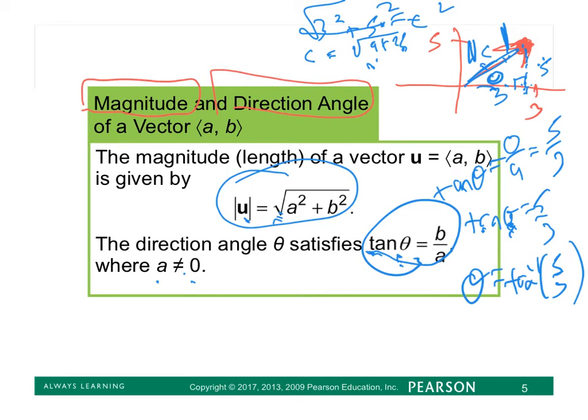Not too bad. I actually think this section is probably nicer than the last section, because you may never have talked about vectors before, so you're like, what the heck is that?